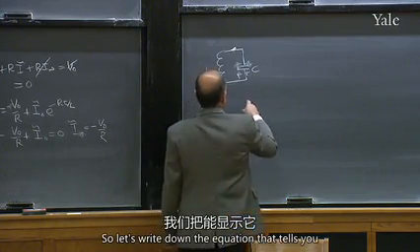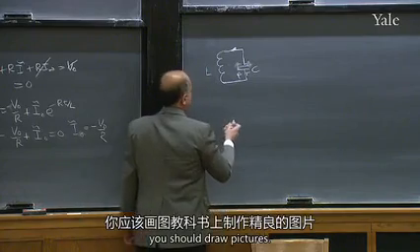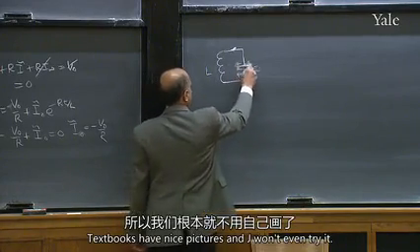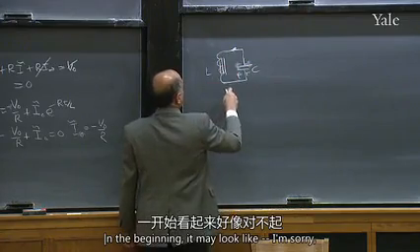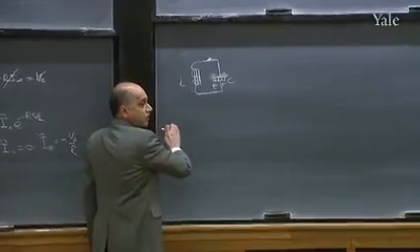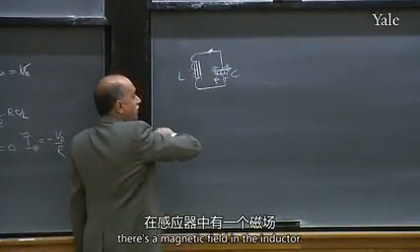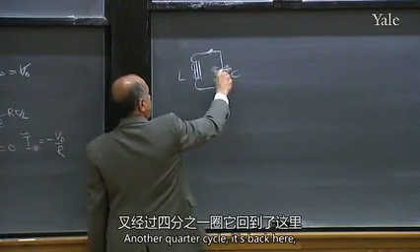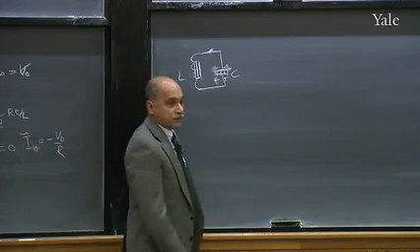So let's write down the equation that tells you how it goes back and forth. In other words, you should draw pictures. Now, textbooks have nice pictures, and I won't even try it. In the beginning, in my example, there's an electric field here, nothing in the capacitor. After a quarter cycle, there's nothing here. There's a magnetic field in the inductor. Another quarter cycle, it's back here, but with the opposite polarity, and it goes back and forth.